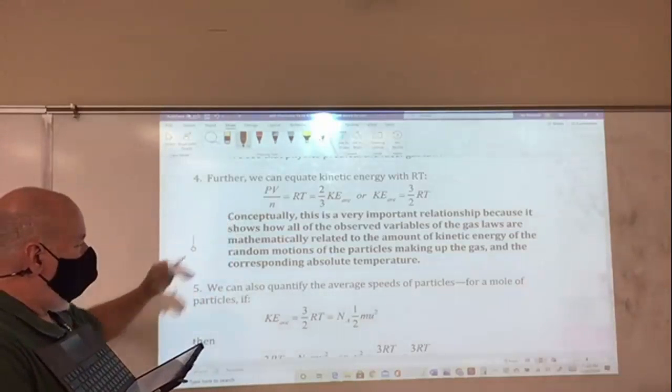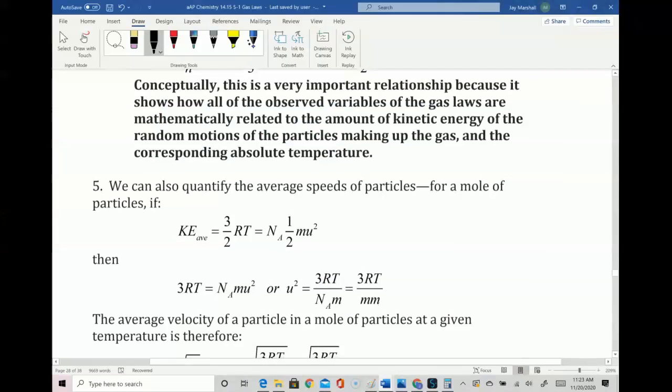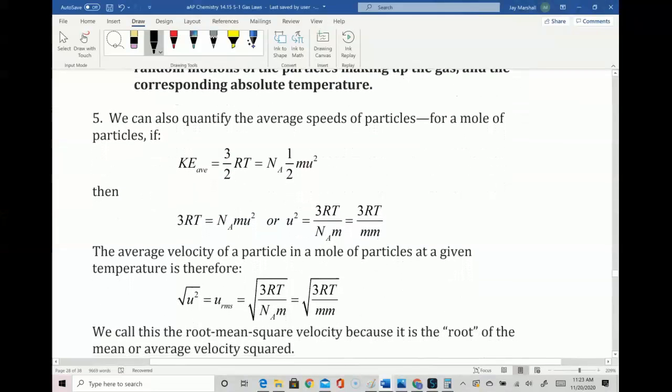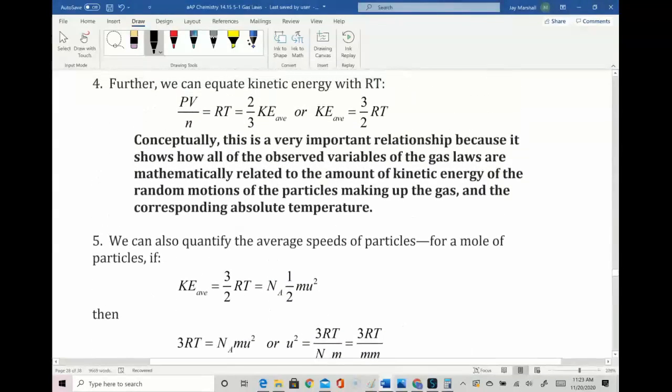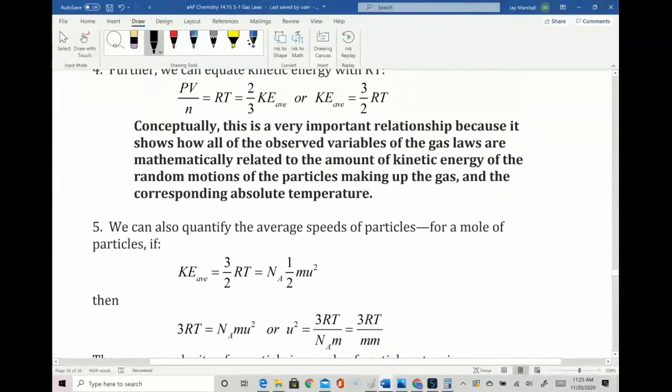But anyway, we can quantify the average speeds of particles, and this is something we actually end up wanting to do for some purposes. We may want to know how fast these particles are moving. So we can quantify the average speeds of particles for a mole of particles if we say the average kinetic energy equals 3/2 RT, which is what we set up here, right? Kinetic energy equals 3/2 RT.